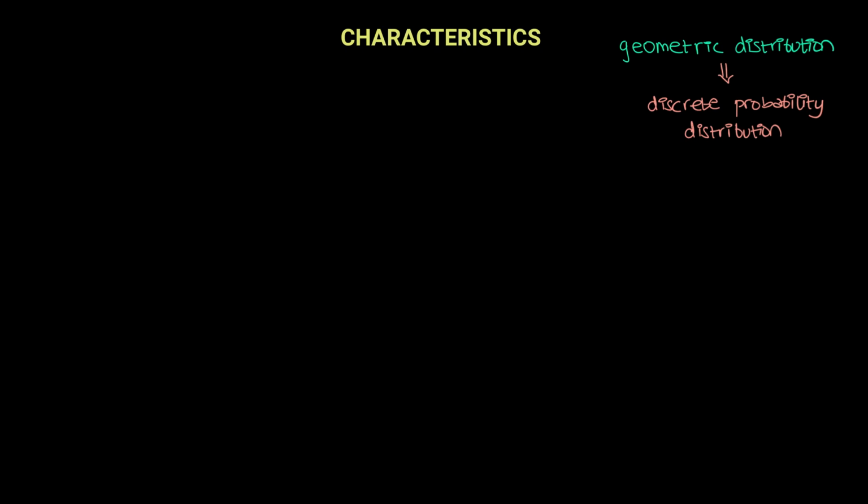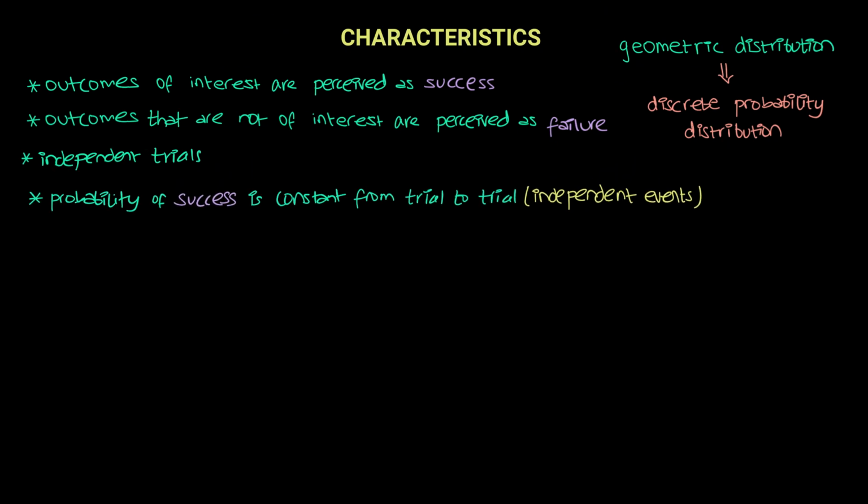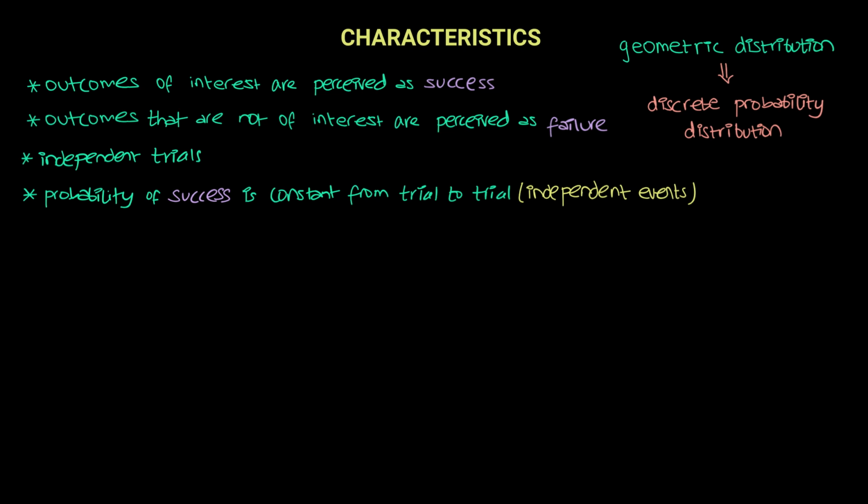One of the first characteristics we learned was that the outcomes of interest are perceived as success, and the outcomes that are not of our interest are perceived as failure. The same goes for a geometric distribution: we have outcomes which are considered success and outcomes which are considered failure. So we have two sorts of outcomes. Another characteristic which is the same is that the trials are independent. And one last characteristic which is the same is that the probability of success and the probability of failure are constant from trial to trial. So there are independent trials, and the probability of success and failure are both the same from trial to trial.